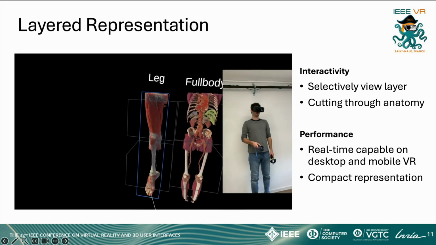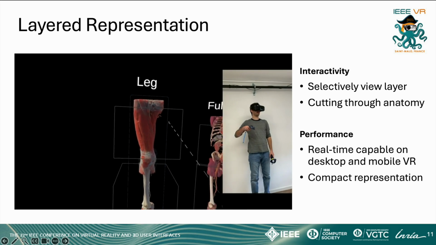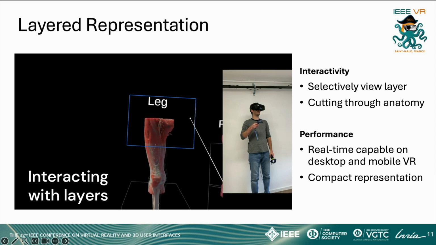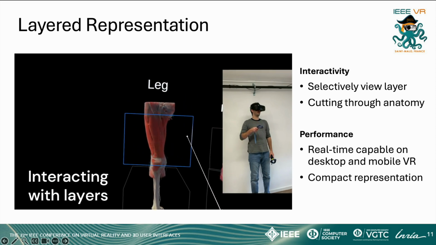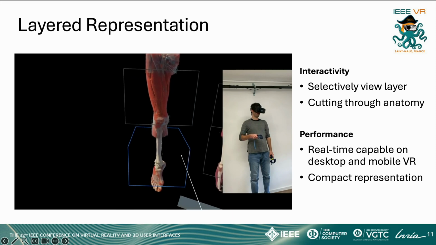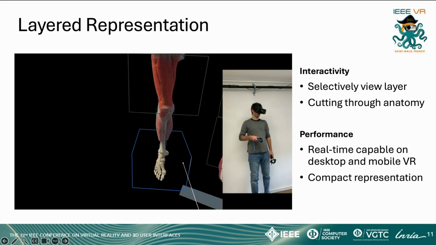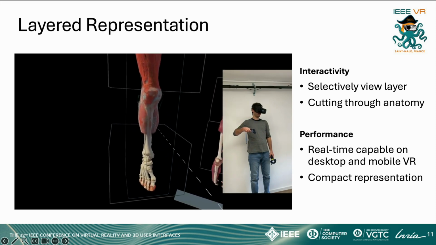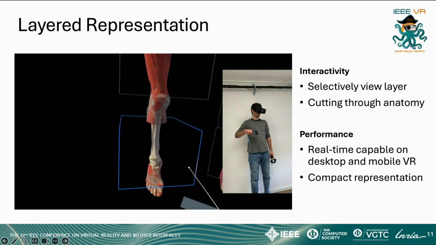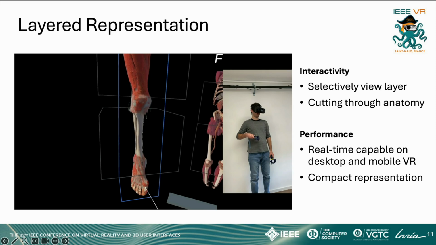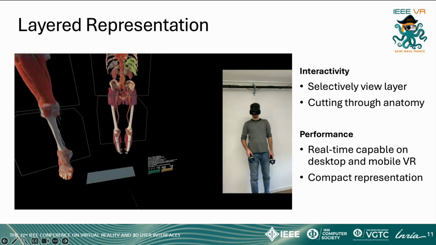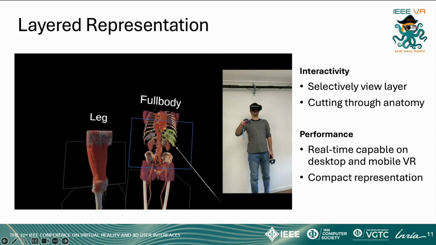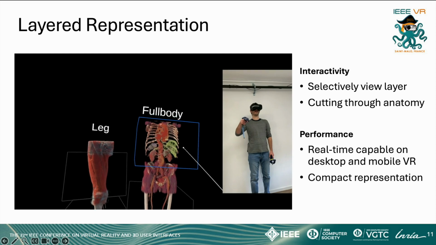Through our Unity-based rendering plugin, users can interact with the trained anatomy by selectively toggling layers and cutting through them to reveal specific regions. This is particularly useful in planning and educational settings, where the relevant views are often known in advance. Our approach runs efficiently on both desktop VR and standalone mobile VR, with representations that are orders of magnitude smaller than traditional medical volume files.